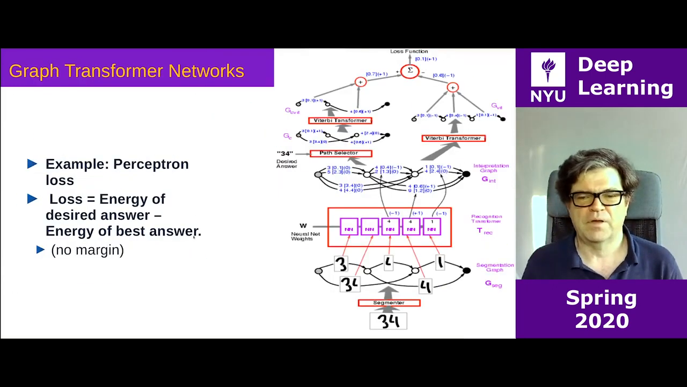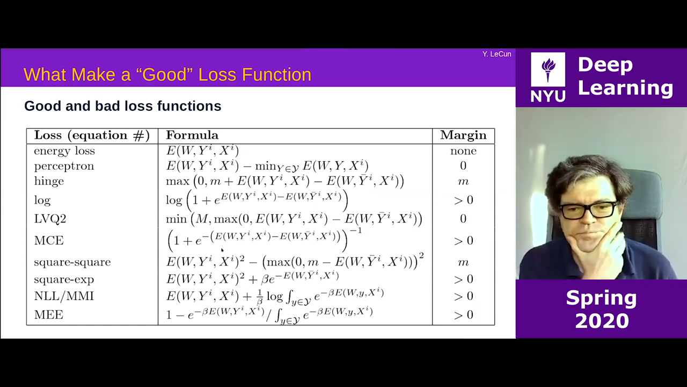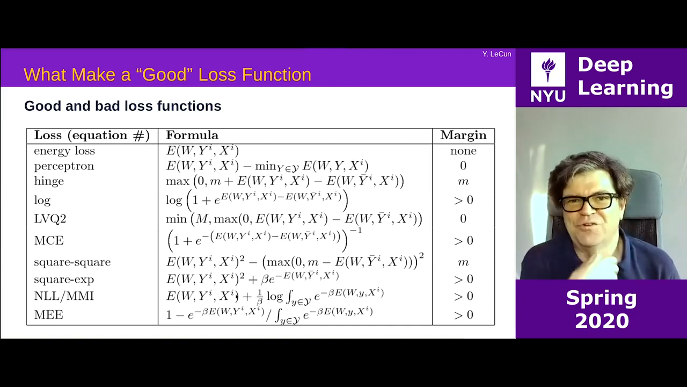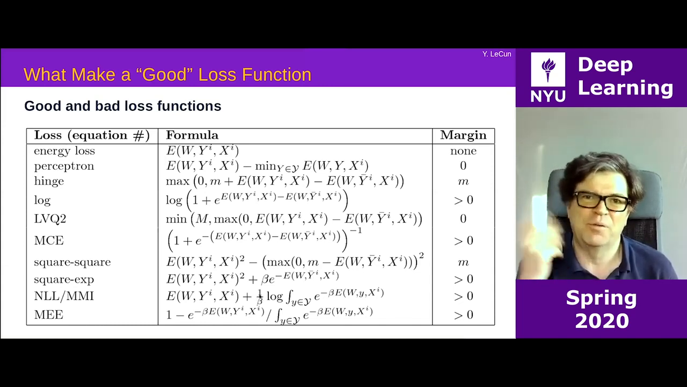Hey, Professor, I had a question about the margin of the losses. I think in a previous lecture, we discussed how the negative log likelihood loss converges to the perceptron loss when beta goes towards infinity. Correct. But how come the NLL loss has a positive margin and the perceptron loss doesn't? Well, because beta is not infinite, because 1/beta is not zero.